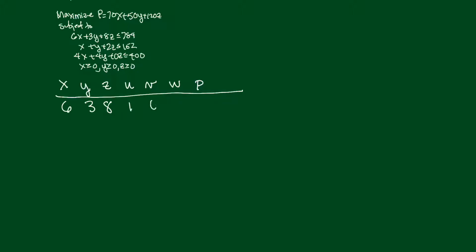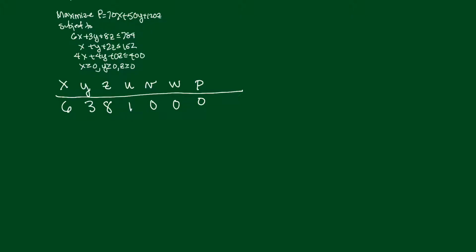Now we have no v's and no w's, because what were v and w? V was the number of unused hours for finishing. And this first row here has just to do with carpentry. The second row is finishing. The third row is upholstery. So we have no unused hours here for finishing and no unused hours for upholstery, and there's no profit function in this first row here. So that's going to be a 0 also.